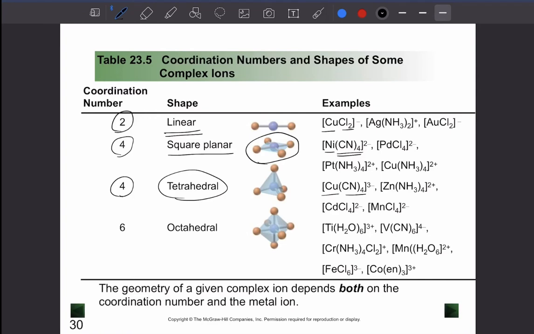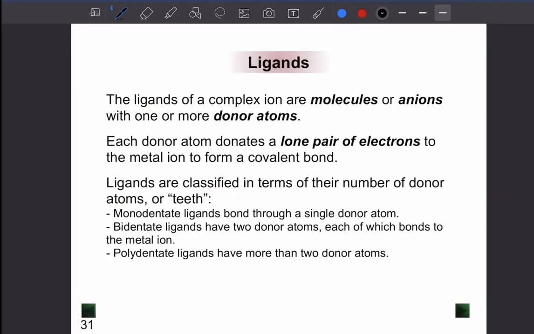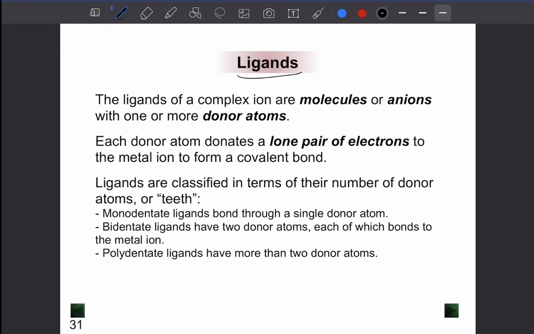We'll see what conditions it becomes square planar. We'll see what conditions it becomes tetrahedral. And if you have 6 of them, that becomes octahedral. Octahedral is basically a simple construction of a rhombus. So if you connect all the compounds, you get a rhombus. So that structure is generally called octahedral. Octahedral is when you have a central single metal ion and there are 6 different ligands attached to it. Now let's go on to the topic of ligands.